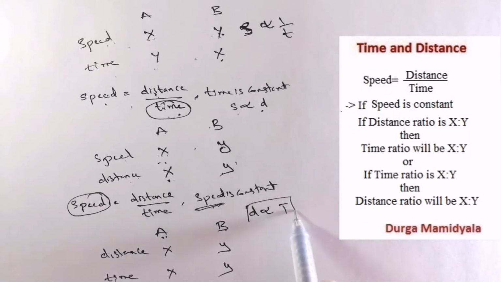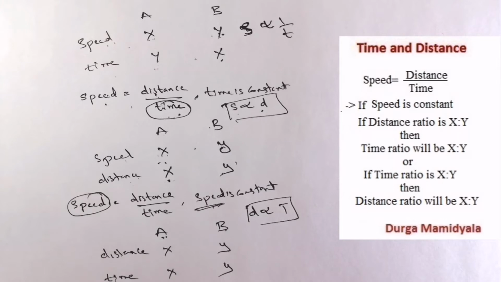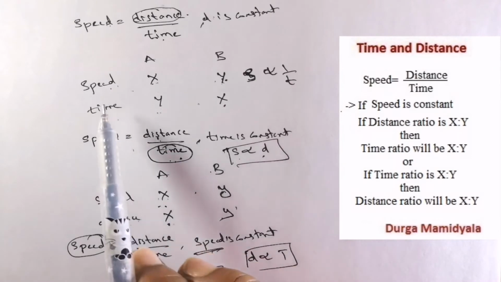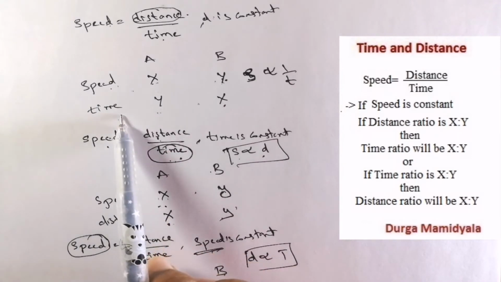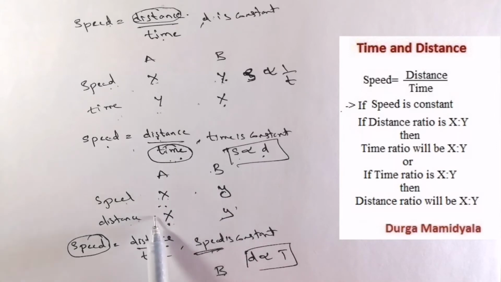So these things we have to remember. In the ratio method, we have three cases. One case is when d is constant: the speed is inversely proportional to time. When the time is constant, the speed is directly proportional to the distance.